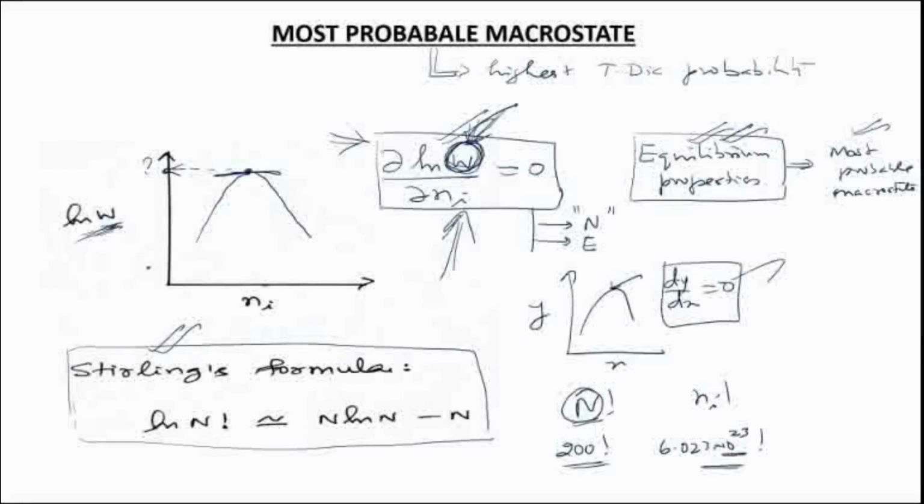This problem was first addressed by a scientist, Stirling. He gave a formula called Stirling's formula, according to which ln of n factorial is roughly equal to n ln n minus n. Using this formula, if you calculate ln n factorial, then by taking the antilog we can find n factorial. This answer will be very, very accurate if n is very, very large. That is the specialty of Stirling's formula.